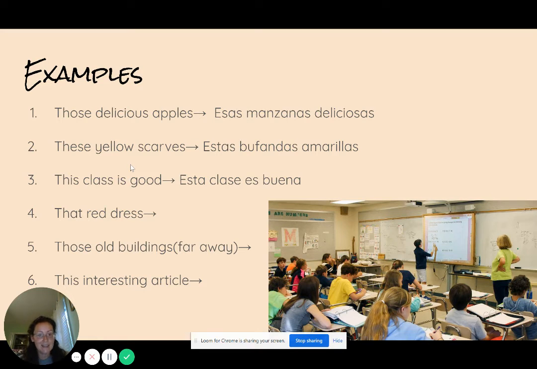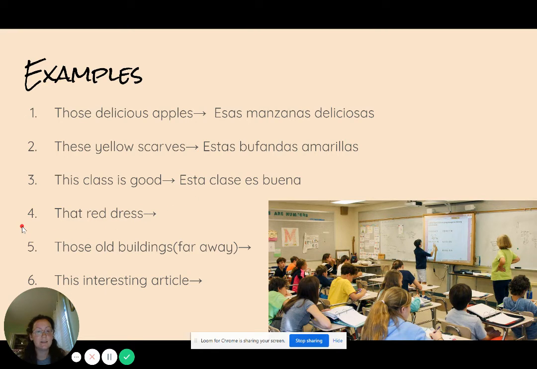Estas bufandas amarillas. Oddly enough, none of the scarves in the picture are yellow. This class is good. Esta clase es buena. You have to remember the word class is irregular. It looks like it should be masculine, but psych, it's feminine.